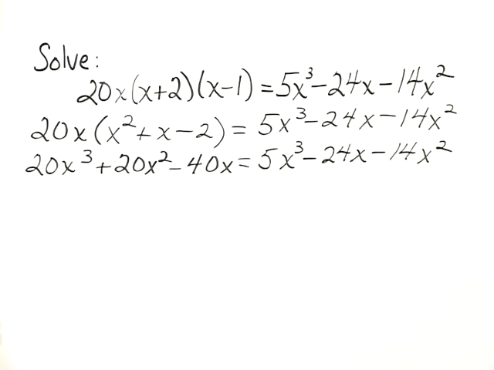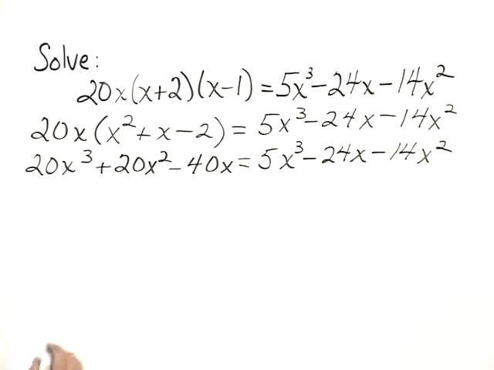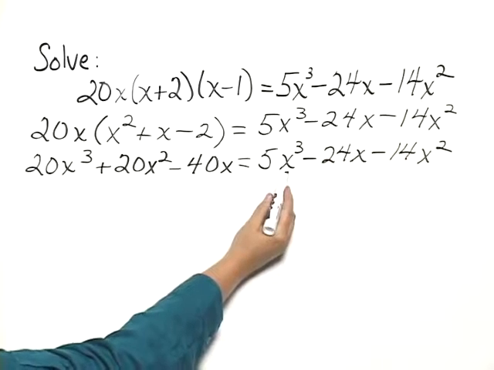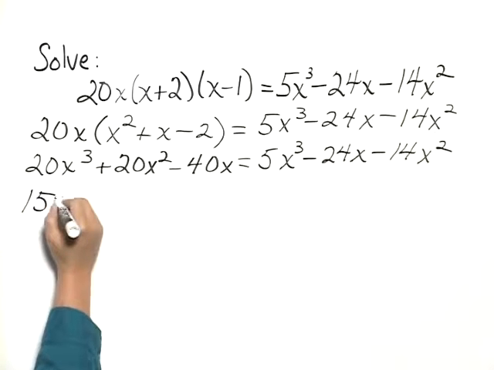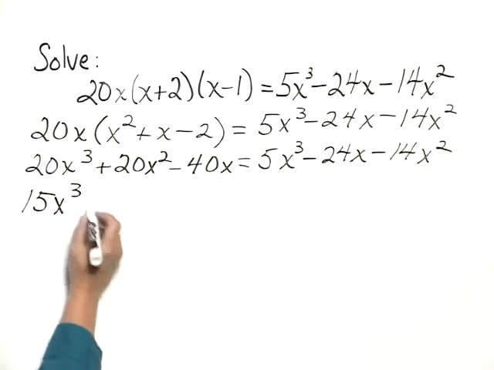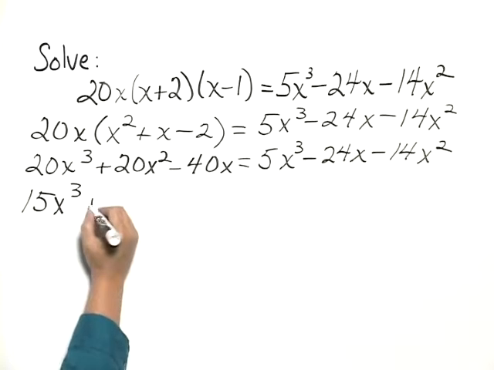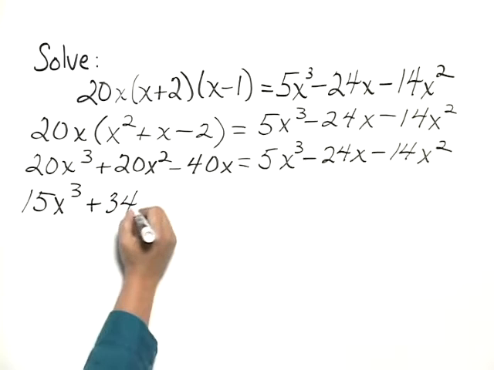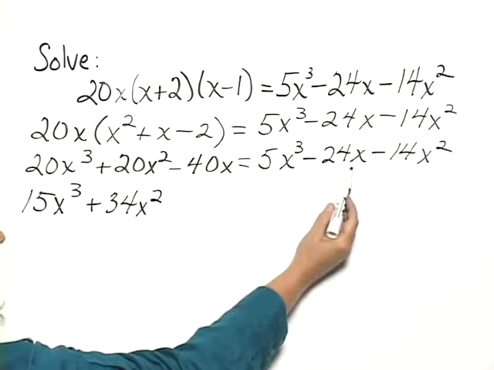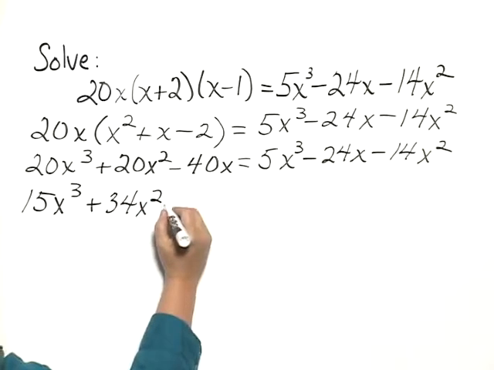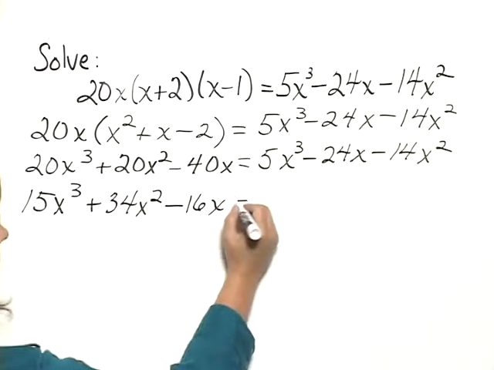Now I want to combine the terms, move all of these over to this side so I have a 0 on this side. I'm going to subtract 5x cubed from both sides, which will give me 15x cubed. I'm going to add 14x squared to both sides, which will give me 34x squared. And I'm going to add 24x to both sides, which gives me a negative 16x.